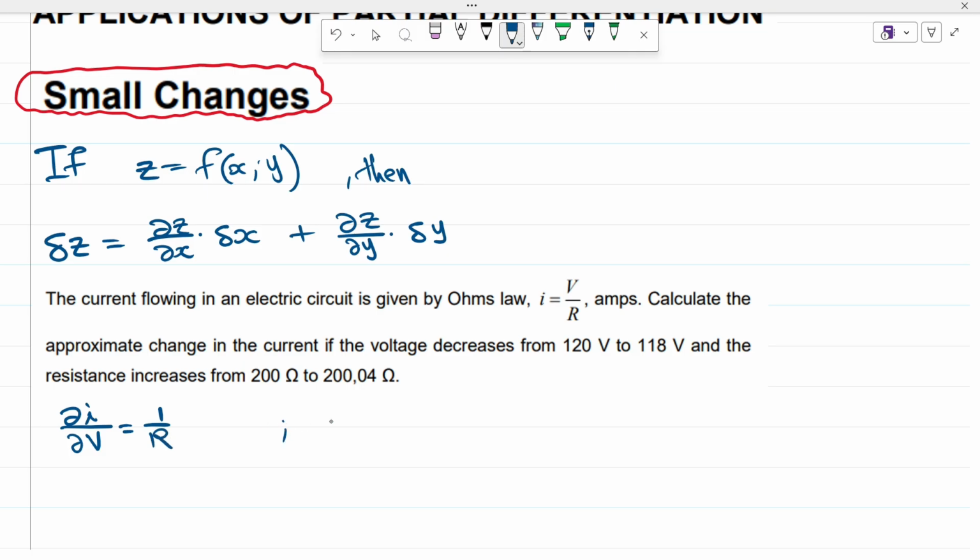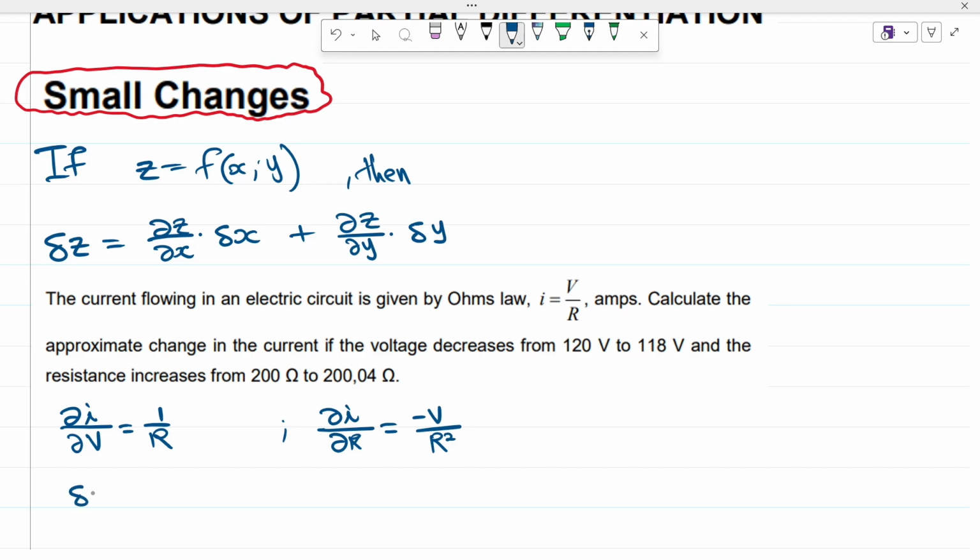And then we also differentiate with respect to the other variable, that means partial derivative of I with respect to R is then going to be equivalent to what? Minus V over R squared, right? And then how about our small changes? So let's now write our small changes.